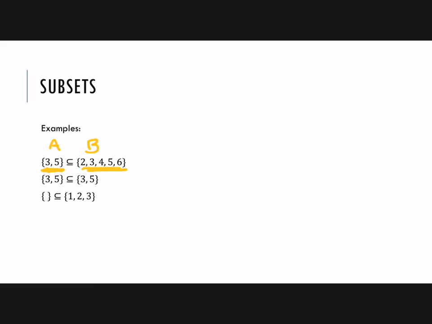Now if I had seen a 7 in set A, then I know it's not a subset, because 7 is not also in B. So you're just checking to see: did all the things in A come from B, or is there nothing in here that's not in here?